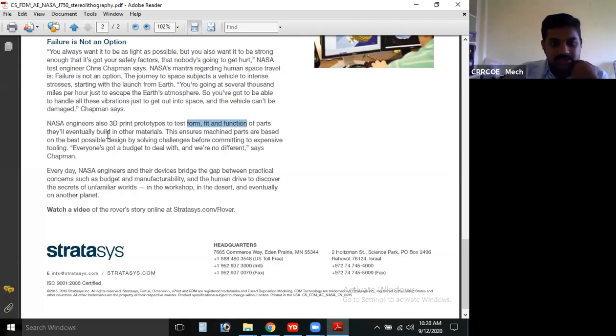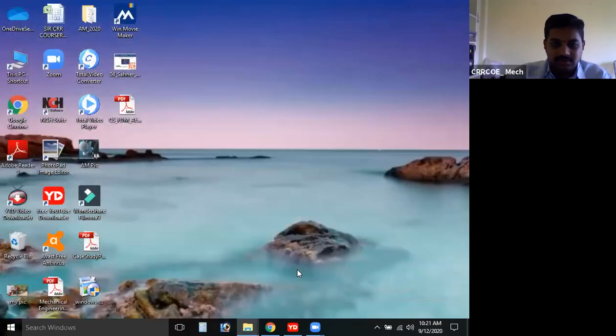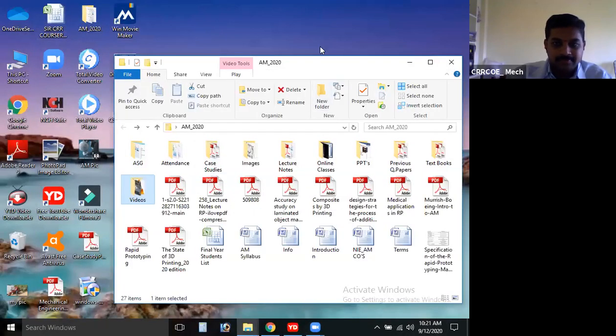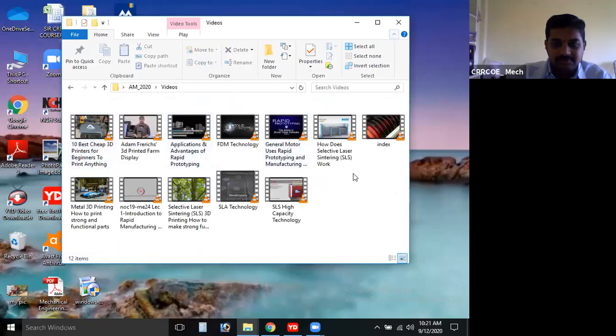So whatever challenges they are facing in traditional manufacturing will be replaced, or will be accomplished with 3D printing. So this is one of the case studies, and let me share. General Motors, one of the companies you have heard of, I think. So let me share that.